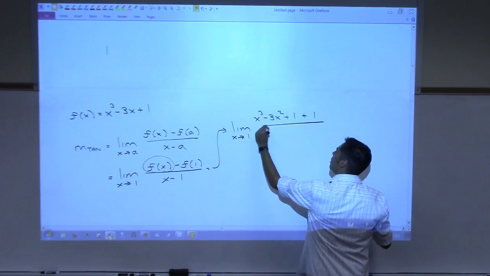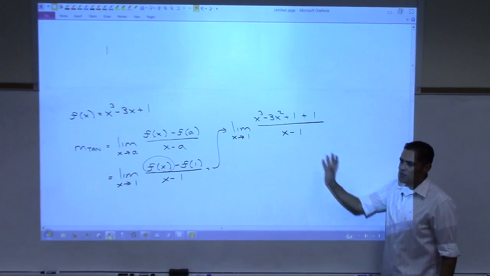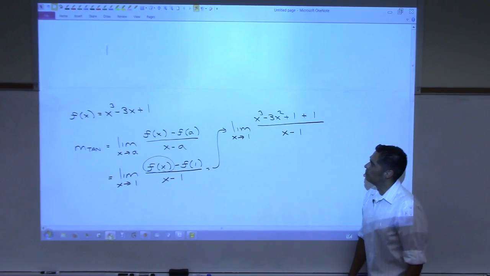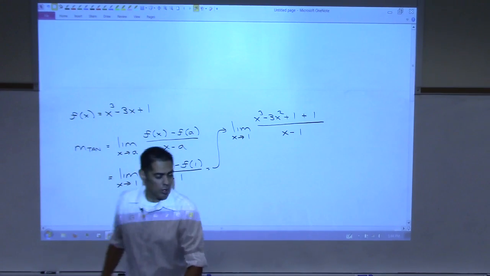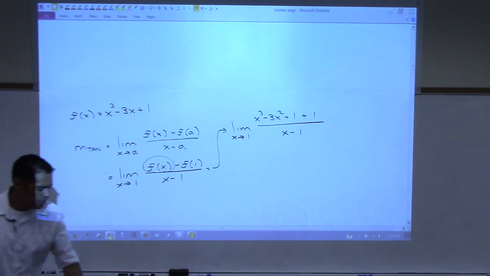All over, not h, right? x minus 1. If you take this limit right now, what should happen? You should get 0 over 0. So we have to do some algebra.